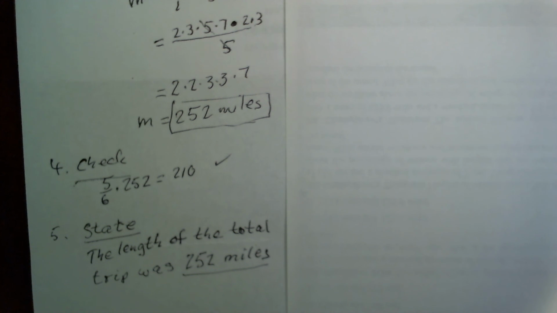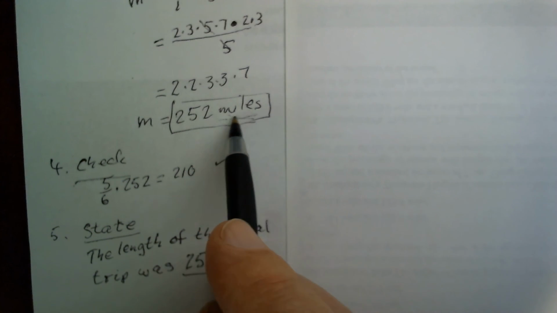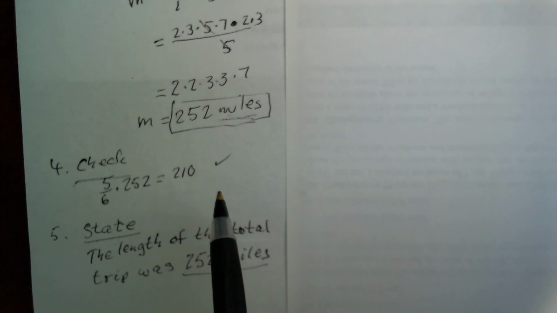And then to state the answer as a sentence, that's always a good idea, so that you have clarity what that number even represents. The unit of measure, in this case miles, would really be important to include. The answer is not 252, it's 252 miles.